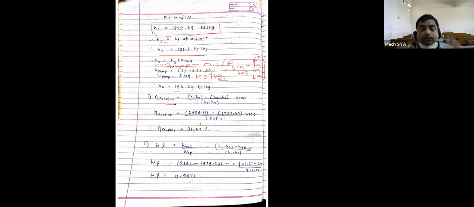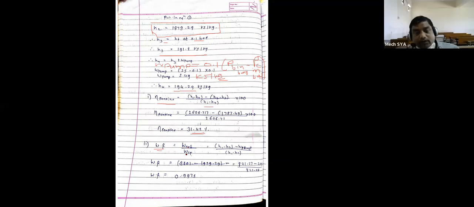Eta Rankine will become H1 minus H4, heat supplied, minus heat rejected, H2 minus H3, divided by heat supplied, into 100, and this will become 31.48. Similarly, work ratio will be W net, which means W turbine minus W pump, H1 minus H2 minus W pump, divided by W turbine, H1 minus H2, and this will become 0.9975.